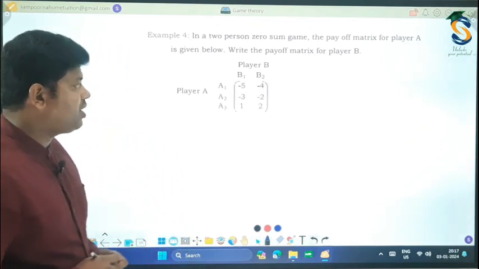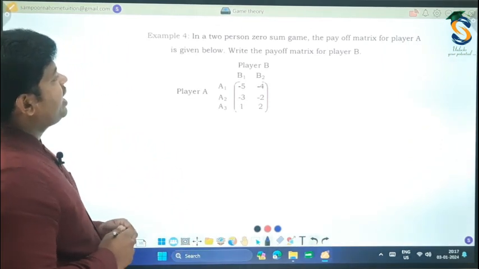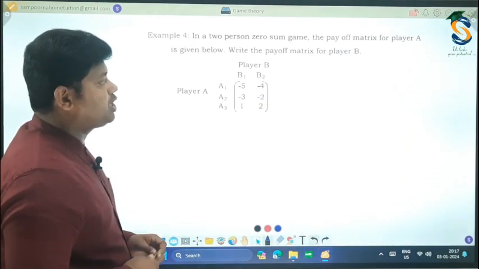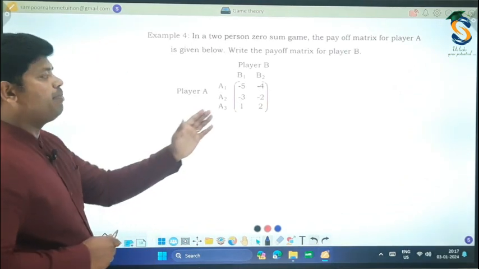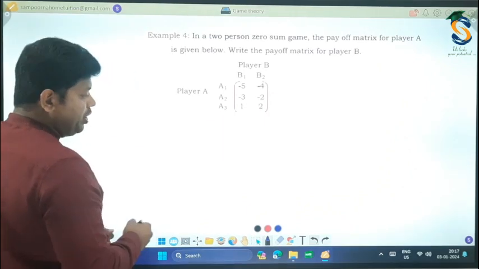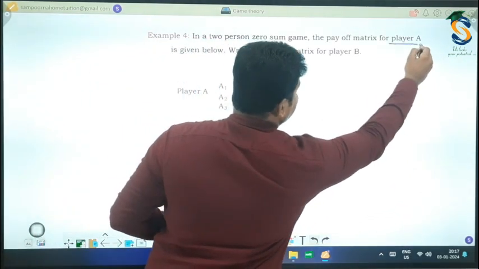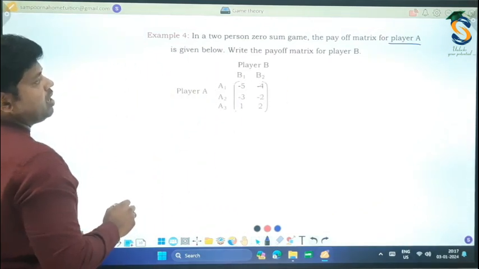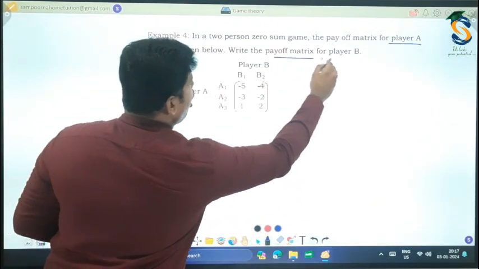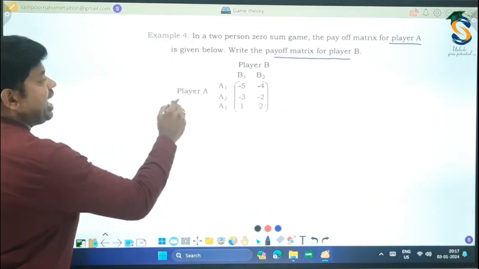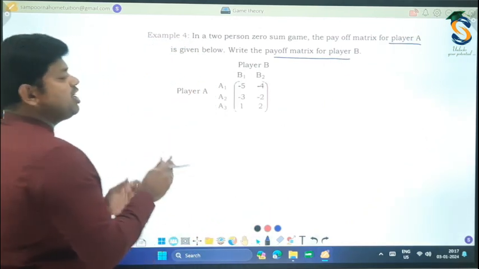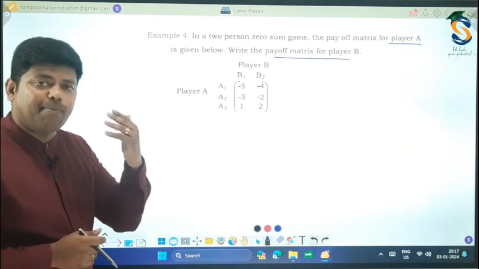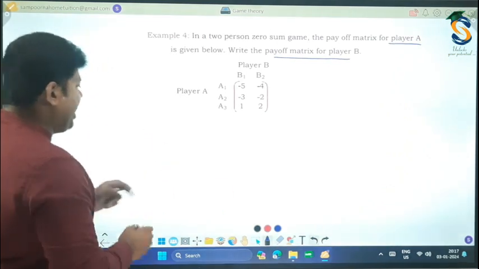Okay, let me read out. Very simple. In a 2-person zero-sum game, the payoff matrix for player A is given below. So in this you need to be very careful. They are saying that the player A payoff matrix is given. Our job is to write down the payoff matrix for player B. It's very simple, it's very easy.